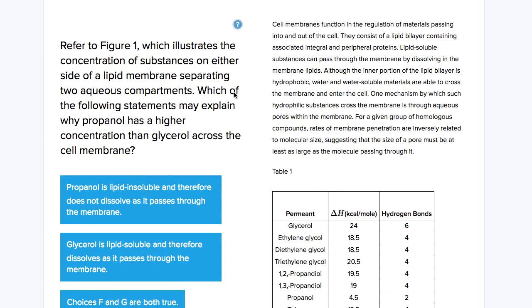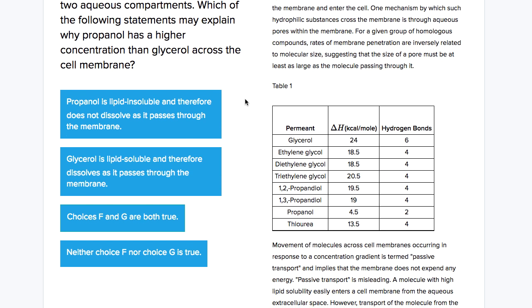We have a little bit of information about lipid-soluble substances right here. It says lipid-soluble substances can pass through the membrane by dissolving in the membrane lipids. So I'm trying to give a picture to myself, and I'm trying to visualize what this means. It means that as the substance that is lipid-soluble passes through the membrane, the way that it passes through is by dissolving into that membrane. Okay, well, if I do a little bit of reasoning there, I can definitely see that it says glycerol is lipid soluble and therefore dissolves as it passes through the membrane. That's internally consistent, and it's consistent with what a lipid soluble substance would do based on the passage.